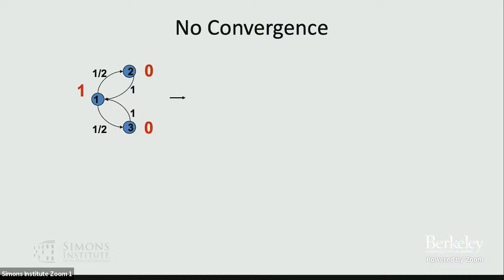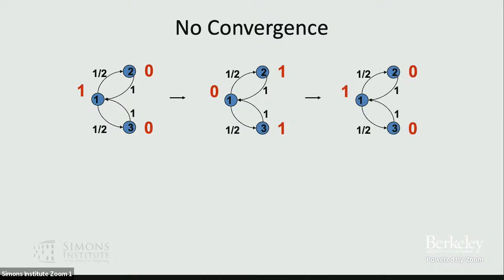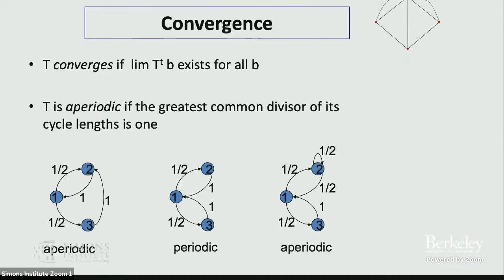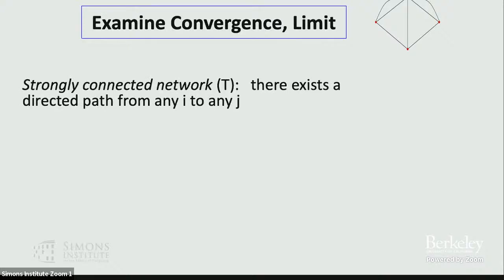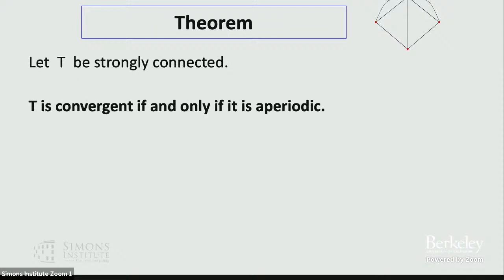Okay, so here's an example of non-convergence, right? You just have these people waiting. This graph is just going to blink back and forth. So you can write down examples, but they're fairly peculiar examples. They've got to have some specific periodicity structure to the cycles of the graph. Okay. So we'll say that T is aperiodic if the greatest common divisor of its directed cycle lengths is 1. And then it's easy to show that if you've got a strongly connected network, meaning from any node you can follow a directed path and get to any other node, then T is convergent if and only if it's aperiodic.